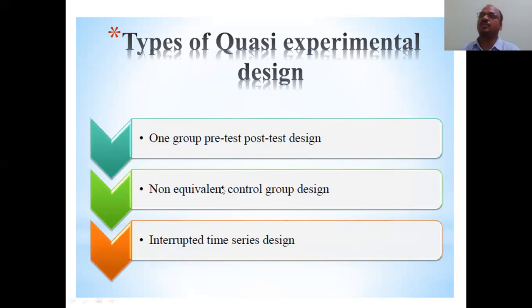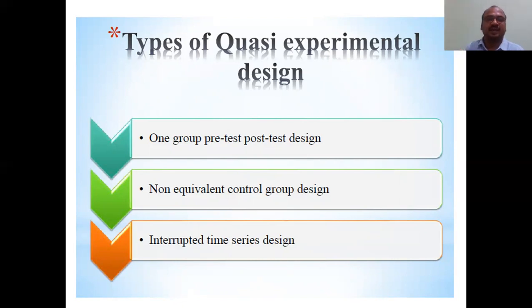Non-equivalent control group design. See here, the name itself indicates non-equivalent control group design. The case and control groups are different. In the previous slide, I explained cases are 50, controls are 50. Here, non-equivalent control: I am taking only 10 cases and 50 controls. 50 are control, 10 are case. Like that, both are not equal. Cases are not equal to controls.